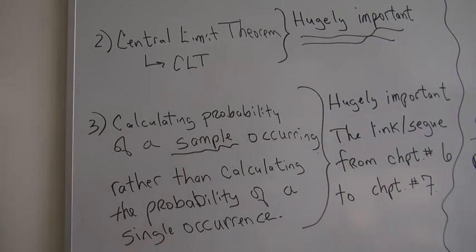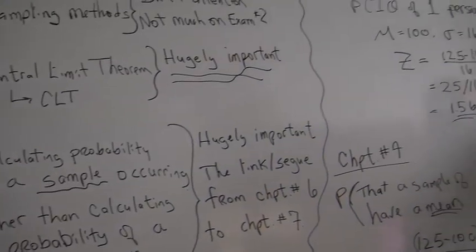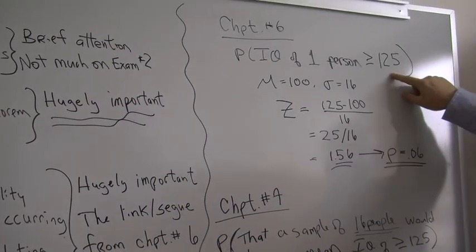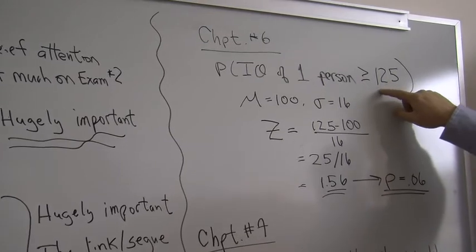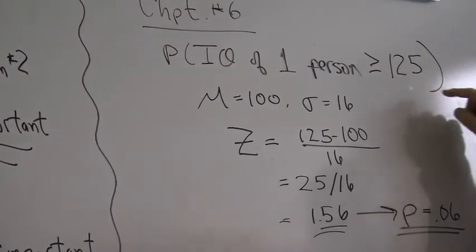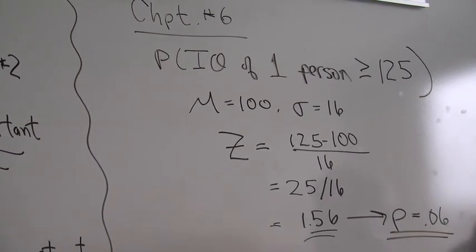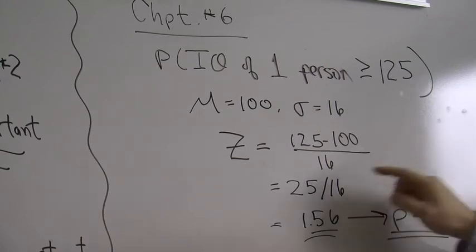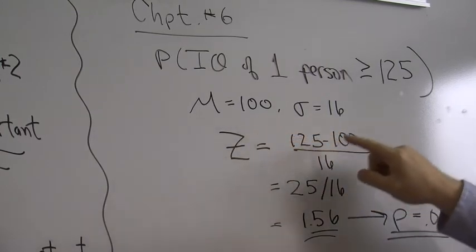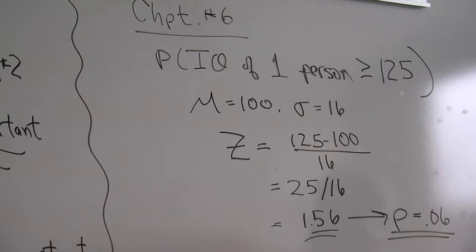Okay, so let me first take you back to Chapter 6. And we worked with, I think these numbers come exactly from Chapter 6. We calculated the probability of one person having an IQ of at least 125, given that the mean IQ is 100 and the standard deviation is 16. I'm not going to take you through the arithmetic here. I think you're able to do that by now.